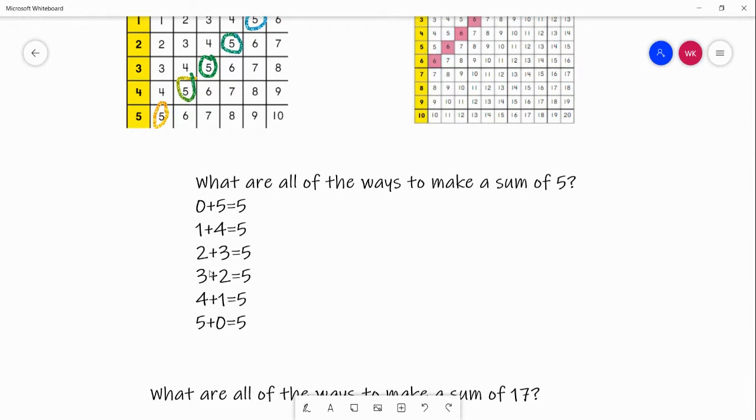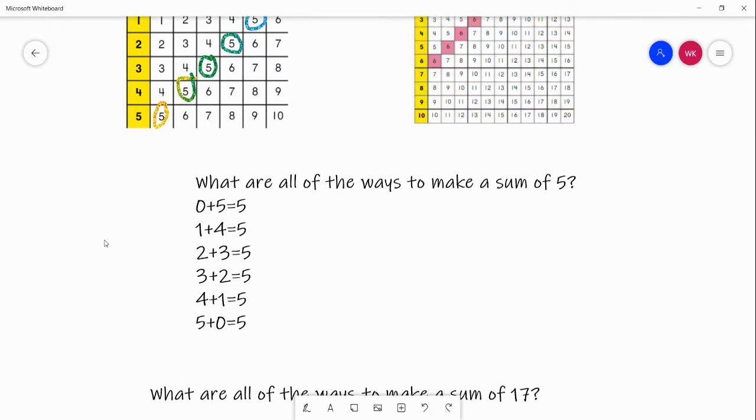The numbers on the left are going up. So you start at 0, 0, 1, 2, 3, 4, 5. And the add-ins on the right are going down or decreasing. 5, 4, 3, 2, 1, 0. And all of your sums are 5. So your add-ins on the left side are increasing or going up by 1, and your add-ins on the right side are decreasing or going down by 1.